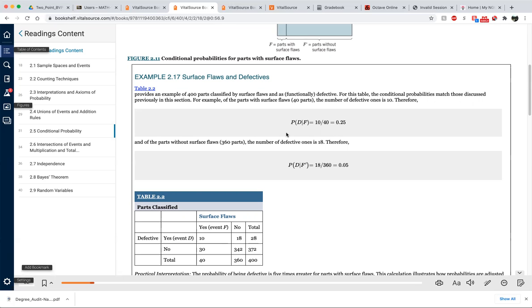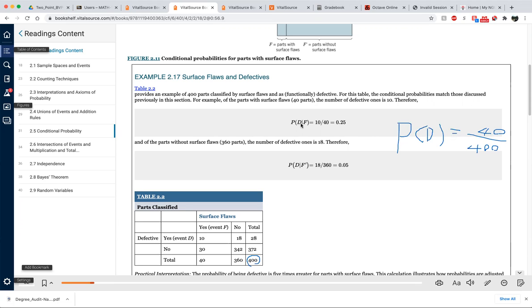Think about this. When you figure out the probability of F, it is the total number of outcomes in the event divided by the number of outcomes in the sample space. What's the number of outcomes in the sample space? 400, right? You see that right here, 400 total. And then on top, how many outcomes are in the event? I mean, how many parts have surface flaws? 40, right? Okay, so that's the probability.